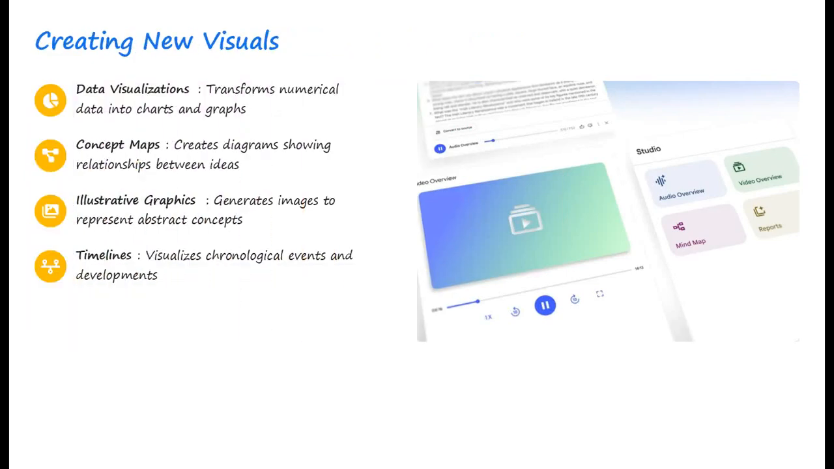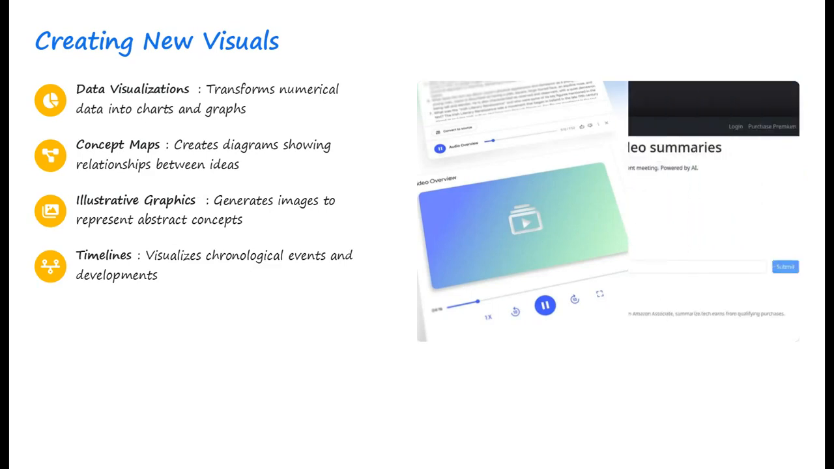One of the most impressive features is NotebookLM's ability to create entirely new visuals. The system can transform numerical data into clear charts and graphs, making statistics more understandable. It creates concept maps that show relationships between different ideas in your research. The AI also generates illustrative graphics to represent abstract concepts that might be difficult to visualize. Additionally, it can create timelines that help visualize chronological events and developments, bringing historical or sequential information to life.